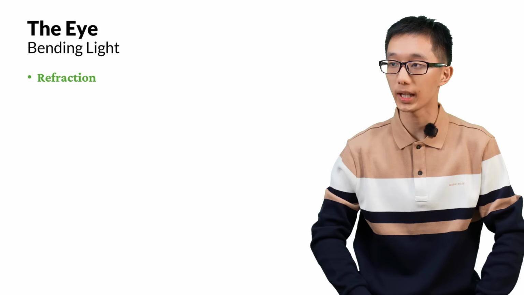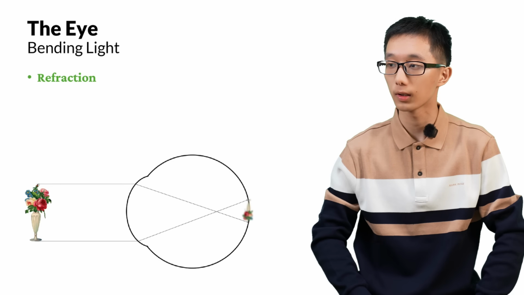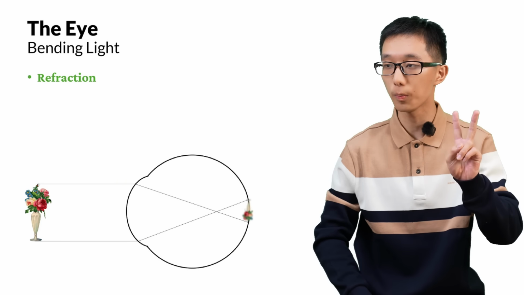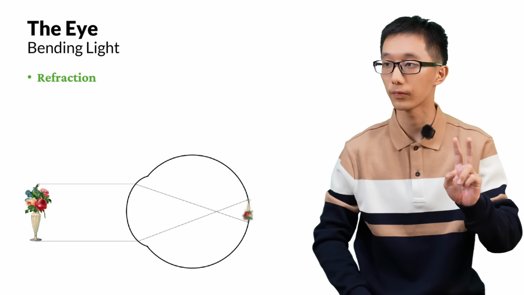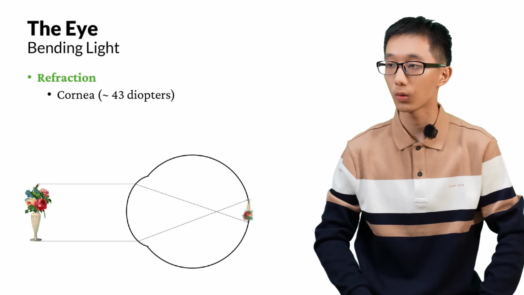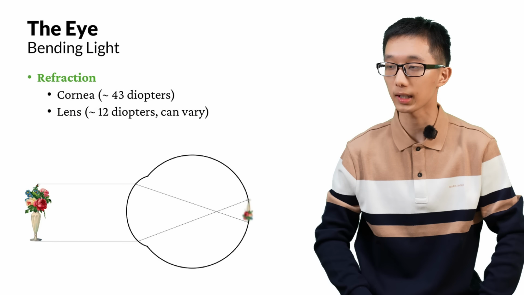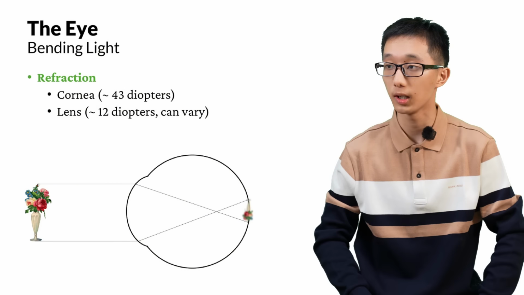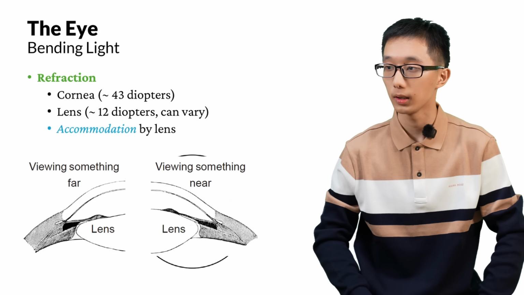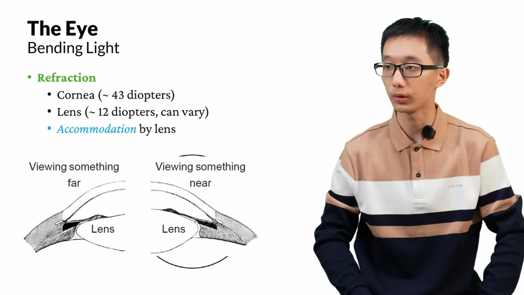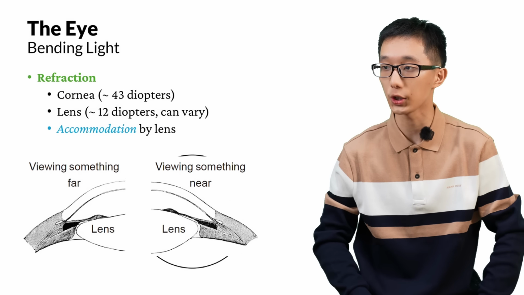Now a detailed look at the refraction in the eye. We need to bend the light to focus it. This is an illustration of refraction. There are two parts of the eye that help with refraction. One is the cornea. The cornea has a refracting power of around 43 diopters. The other is the lens, which has a refracting power of around 12 diopters, but it can vary since the lens can change in shape. The process of the lens changing in shape to focus the image is called accommodation.